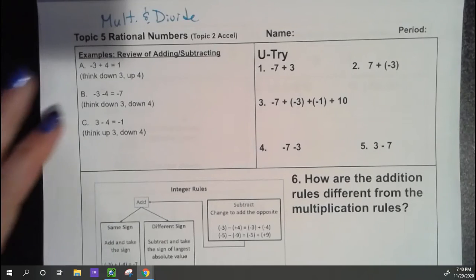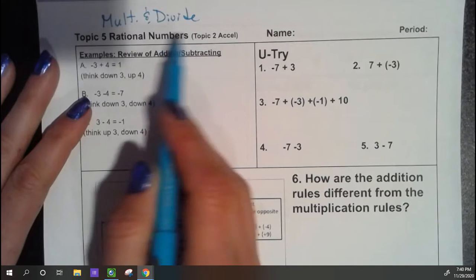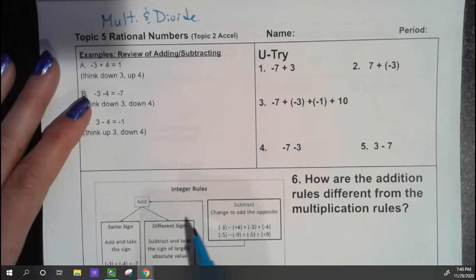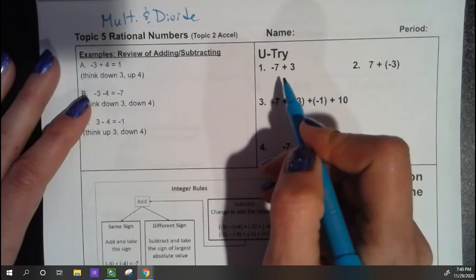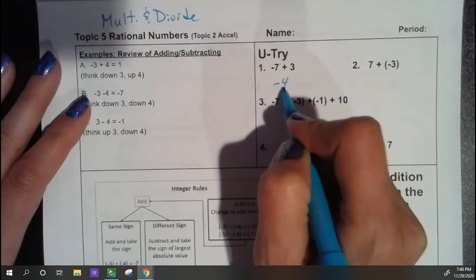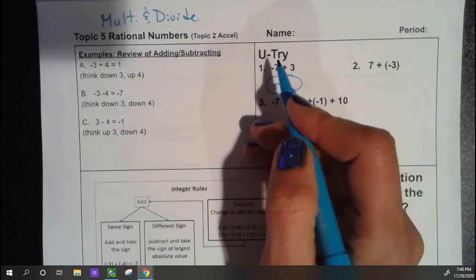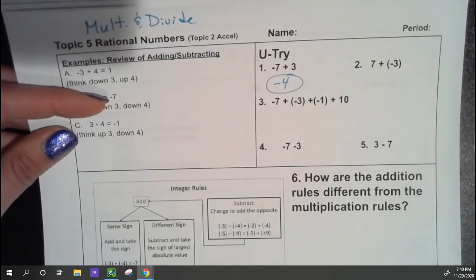So we're going to be moving on to topic 5, or topic 2 for accelerated, which is multiplying and dividing rational numbers. So that means positive and negative numbers. As a review of the adding and subtracting, when they're mixed signs, you need to subtract, and you need to look at whose magnitude is larger, and all of this stuff is going on. It's a lot of thinking.